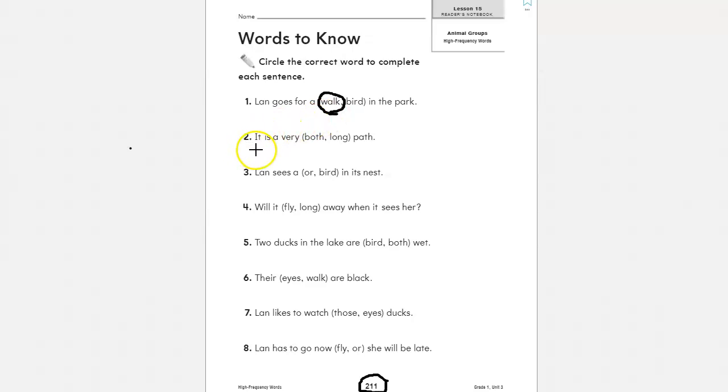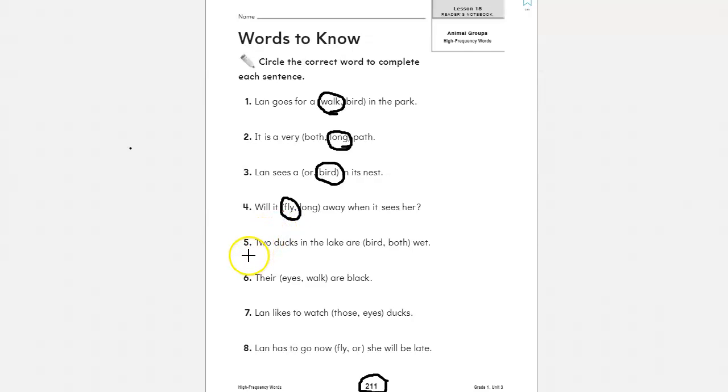Number 2, it is a very long path. It is a very long path. Number 3, Lan sees a, what did Lan see? A bird in its nest. And on number 4, what did you put? Will it fly away when it sees her?